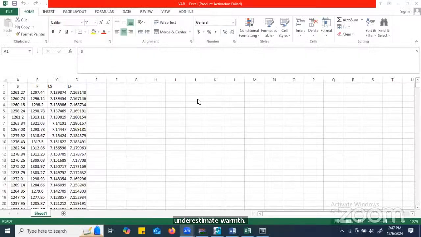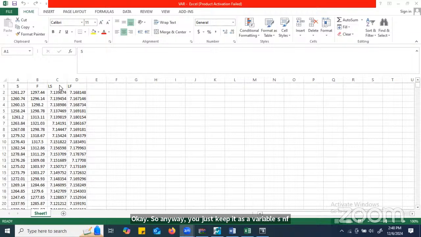Okay, you can see the data. The first two columns are actual data of the spot price and the futures price of the agriculture commodity index. Just keep them as variables S and F. The third and fourth columns are LS, the log of the spot price, and LF, the log of the futures price. Now I'm going to do the VAR model in first difference form.